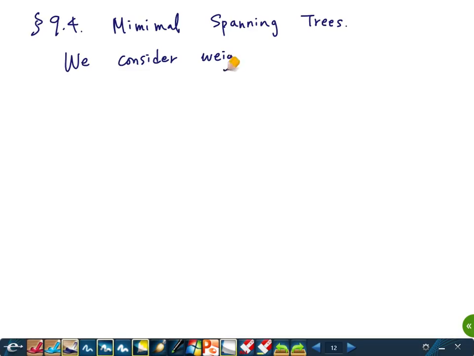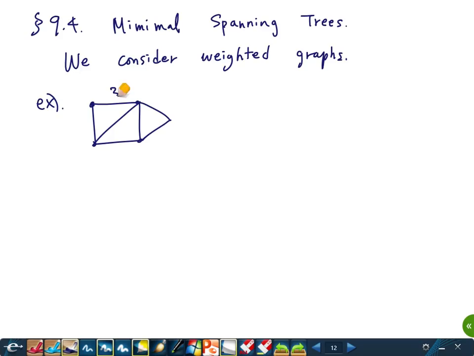This is an optimization problem that I mentioned. So, minimal spanning tree. Now we consider not just the tree, not just the graph, but the weighted graph. Weighted graph means you have some number attached to each edge. Let's look at this. So we have edge weights like 3, 2, 2, 4, 1, 2, 3, like that.